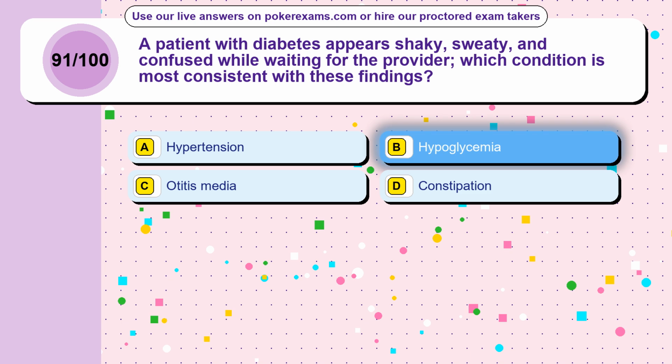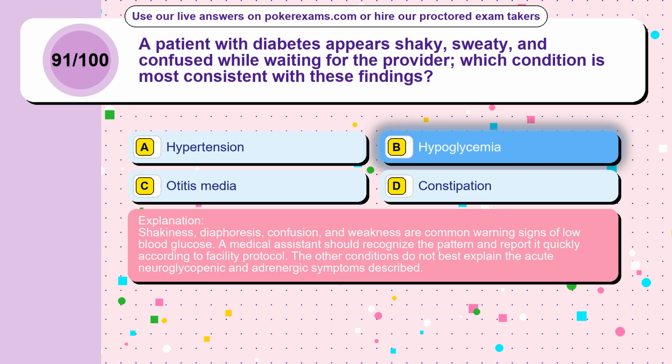The correct answer is option B, hypoglycemia. Shakiness, diaphoresis, confusion, and weakness are common warning signs of low blood glucose. A medical assistant should recognize the pattern and report it quickly according to facility protocol. The other conditions do not best explain the acute neuroglycopenic and adrenergic symptoms described.